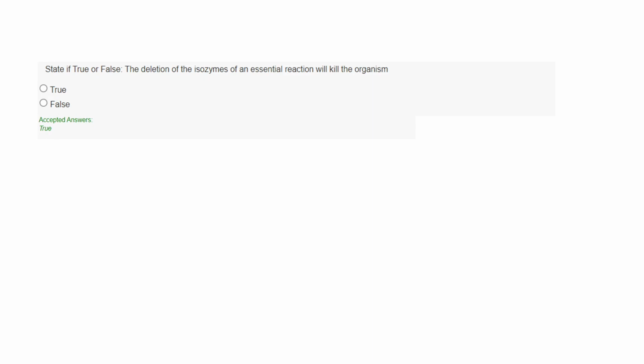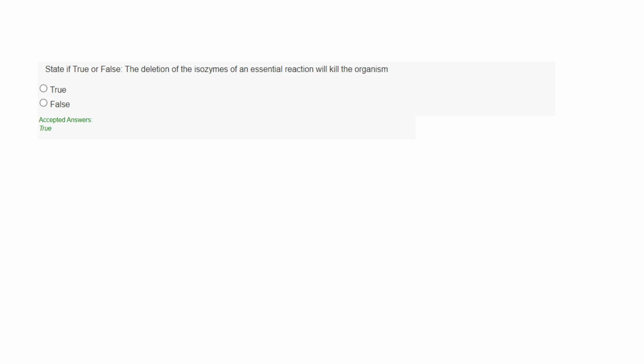The concept you're thinking is perfectly all right because isozymes are different forms of the same enzyme. So if you have five isozymes for a particular reaction, if you delete one of them, one of the other four will take over and catalyze the reaction. But the question here is the deletion of the isozymes of an essential reaction. So basically, you're deleting all the isozymes of an essential reaction. There is no enzyme to catalyze that reaction, and if it is an essential reaction, the cell will not survive.